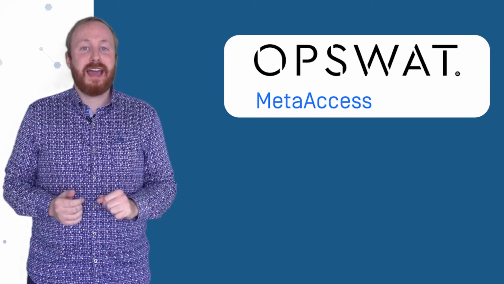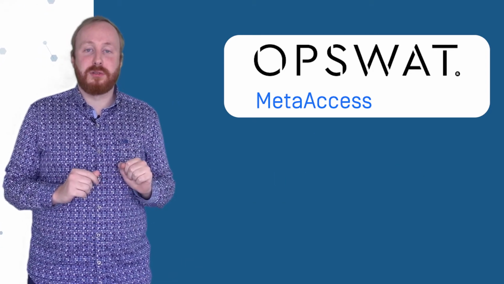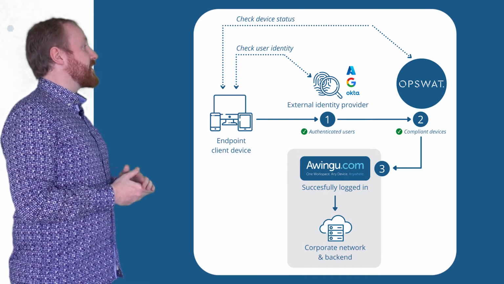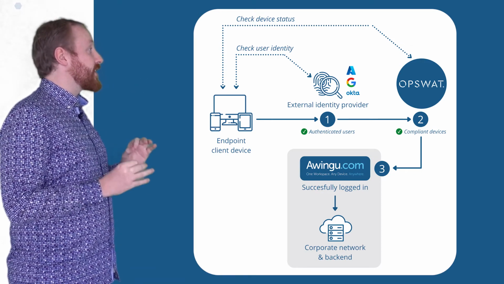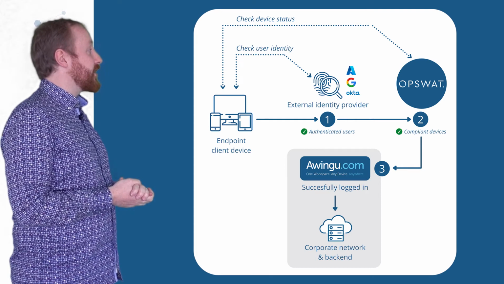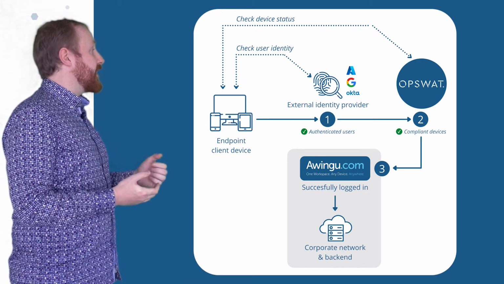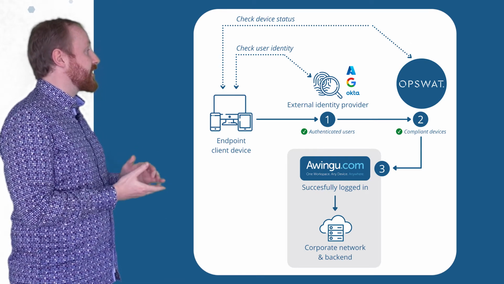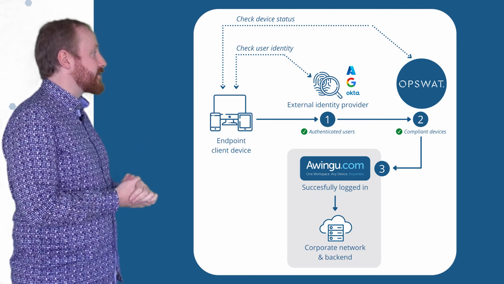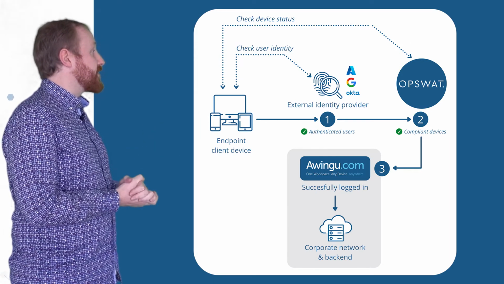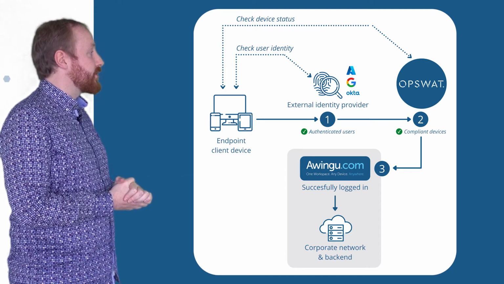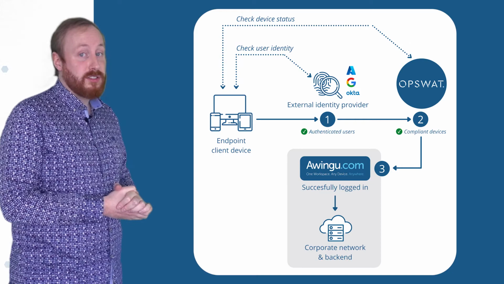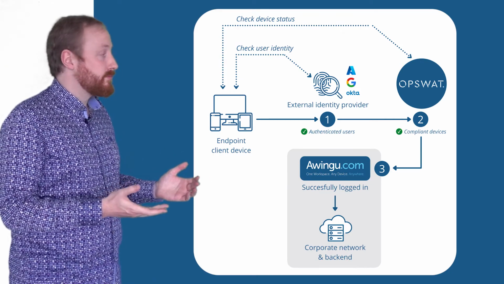Now, let's take a look at what this looks like from an architectural point of view. When accessing our unified workspace on the endpoint client device, two checks happen. Firstly, your external IDP will verify your credentials. And when you're authenticated, the IDP will request the MetaAccess client to check your device status. When the endpoint compliance is assured, you're logged into Awingu from where you get access to the corporate network. If one of these steps falters, you're denied access, of course.